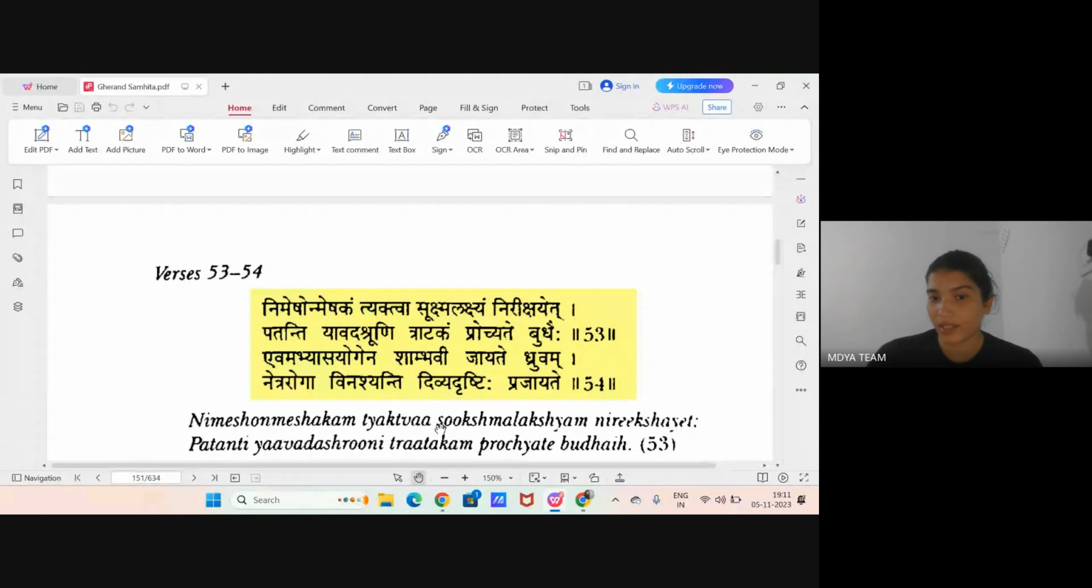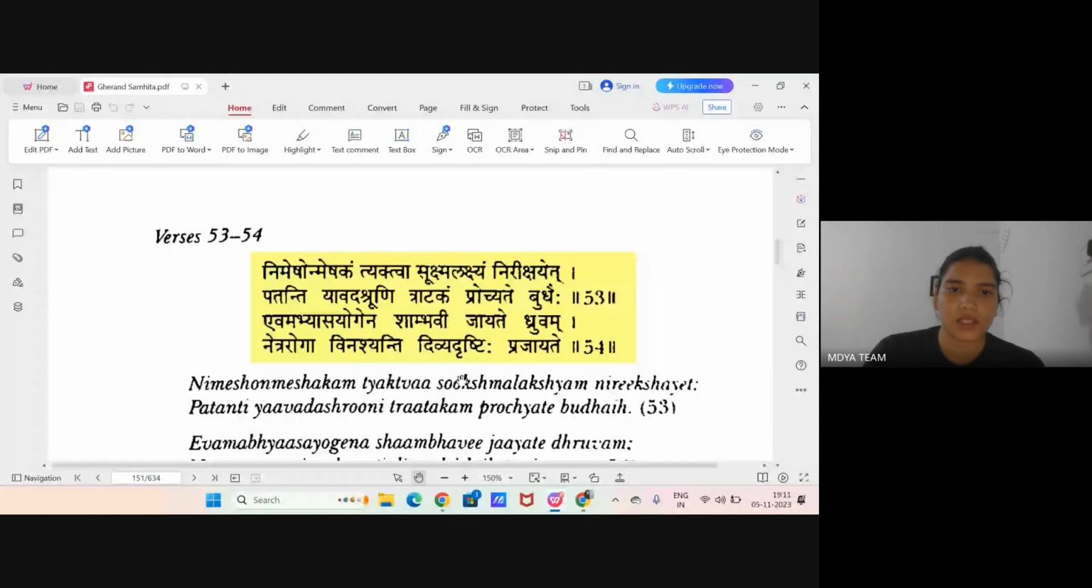Again, one new mudra is there, Shambhavi Mudra. So I was completing the sloka. Nimesh unmeshakam tekatva sukshma lakshyam nirikshayet patanti yavad ashrunin tratakam prochyate budhaih, evam abhyasa yogena shambhavi jayate dhruvam netra roga vinashyanti divya drishti prajayate.